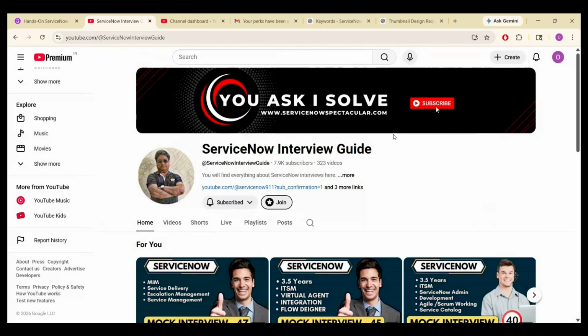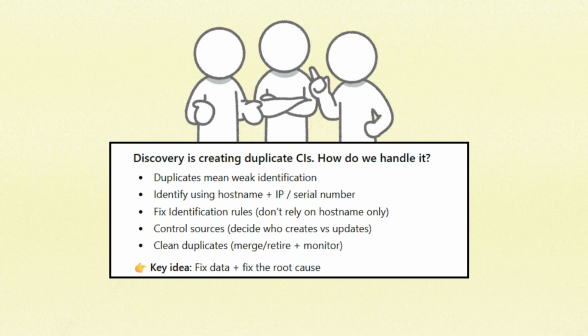All the best. Second question, discovery is creating duplicate CIs. How do we handle it? Okay, when discovery creates duplicate CIs, it usually means that the platform cannot confidently identify that two records represent the same asset, right?